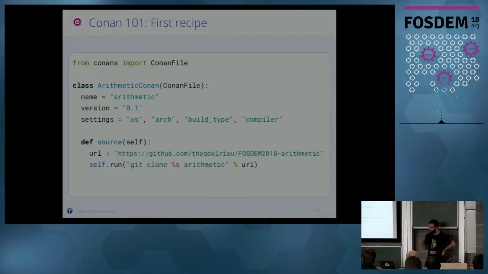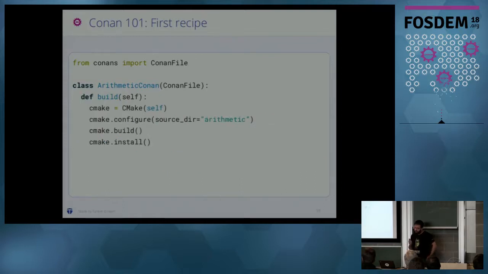Now we need to retrieve sources. So I will fetch the source from my GitHub account and simply run git clone. And then I will use the CMake helper in the build method to configure, build, and install my project. I will only use CMake during this presentation. Conan provides a lot of helpers. You can work with Meson, AutoTools, and lots of others.